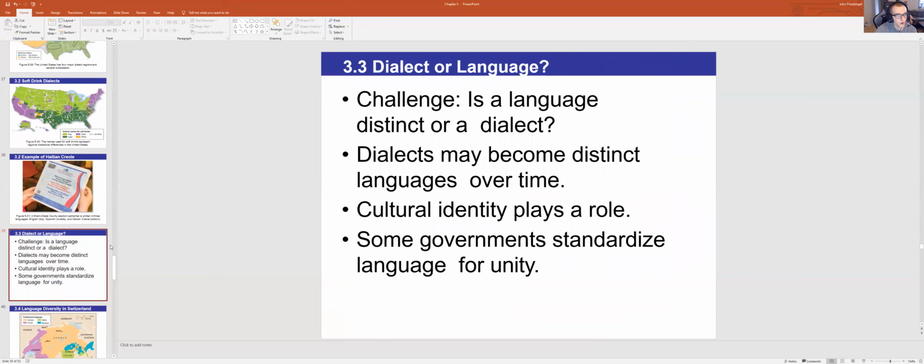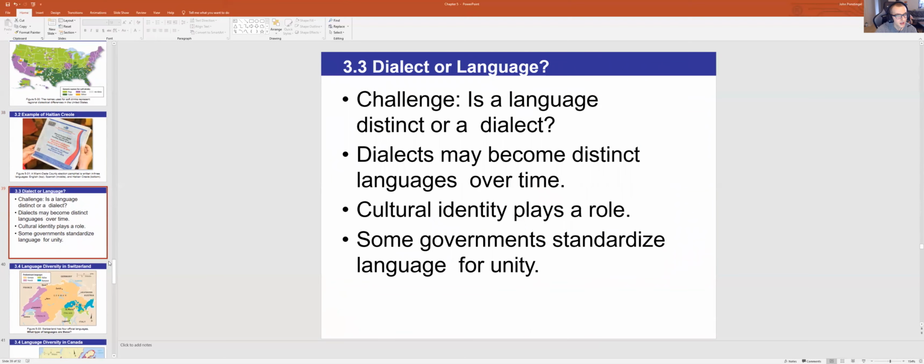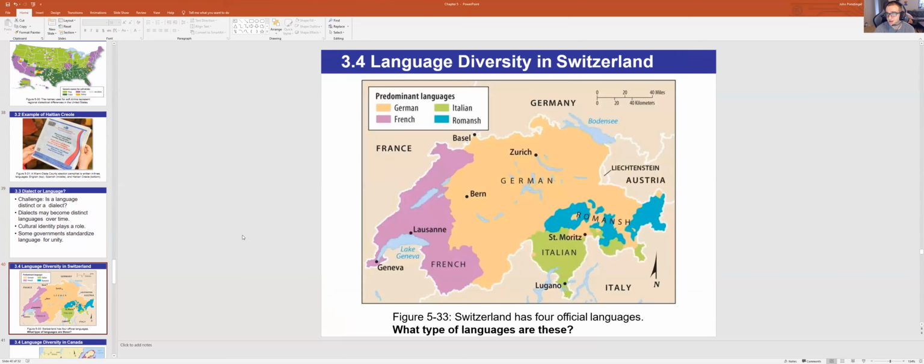So let's look quickly at language diversity, right? And this just happens to be an example of Switzerland. So Switzerland has 4 official languages, right? German, French, Italian, and Romansh. But what does that mean then? It means that those languages, right, all public records and documents and signs have to be in these 4 languages.